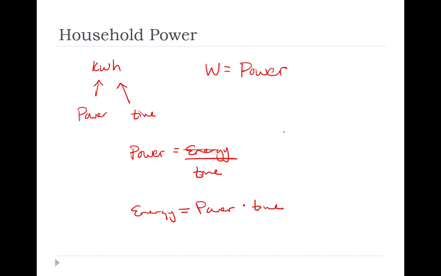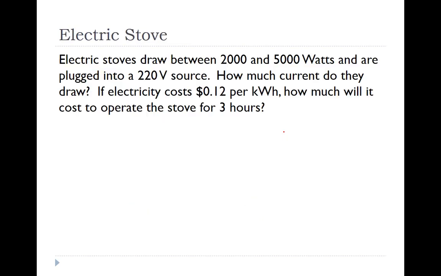So now let's think about power and energy usage and these sorts of things, and consider an electric stove. Electric stoves draw between 2,000 and 5,000 watts. So that's a measure of the power. Okay, why does it change? Well, sometimes we turn our ovens on to 350 and sometimes we turn them on to 425. So when you need more heating, you need more energy here. Okay. Typically they're plugged into a 220 volt source.